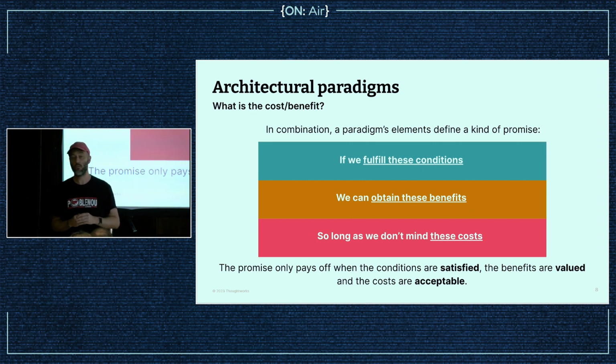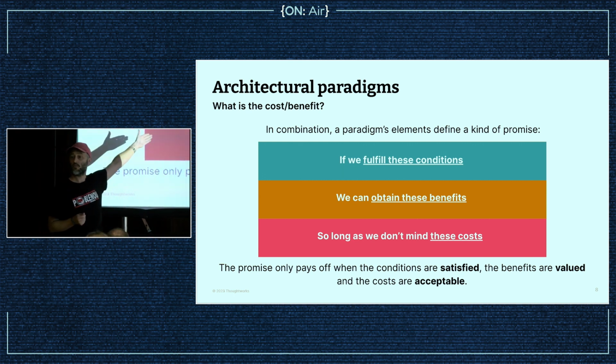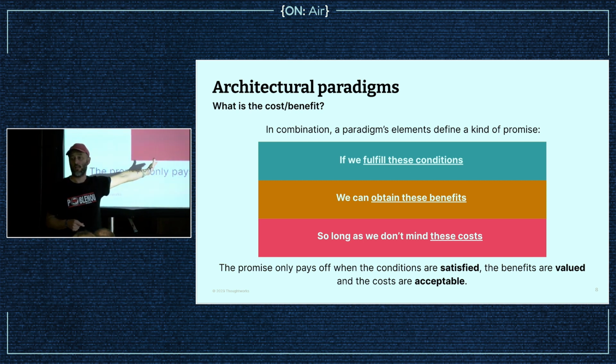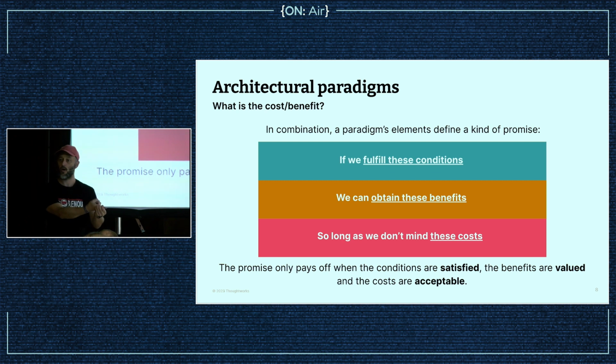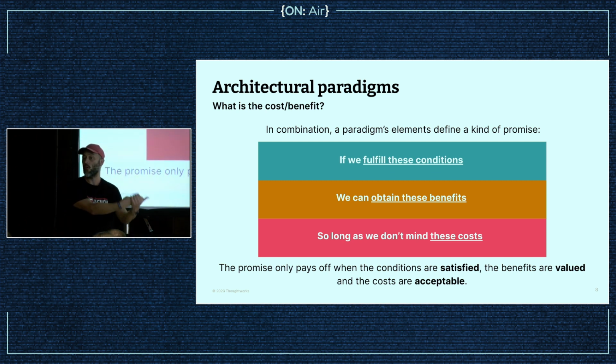So in our little schema here, we say that an architectural paradigm is a kind of promise that something makes to you: that if you fulfill some conditions, whatever they might be, you can obtain some benefits. That's great, so long as you don't mind the costs, right? Almost any paradigm or tool or approach you take is a trade-off. So you need to decide whether you're okay to do the thing that counts as fulfilling the paradigm, whether you actually value and want the benefits, and whether you're willing to tolerate or compensate for the downsides. That's true of any paradigm, including data mesh.